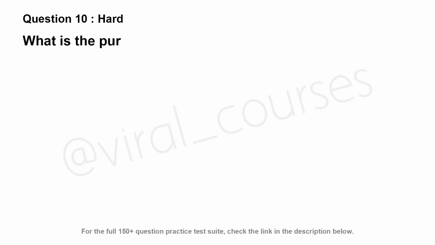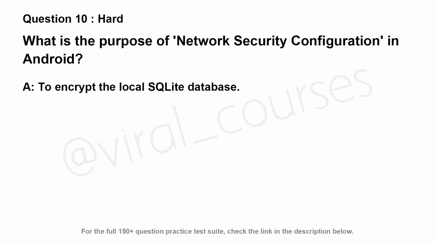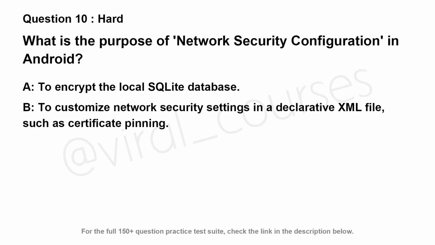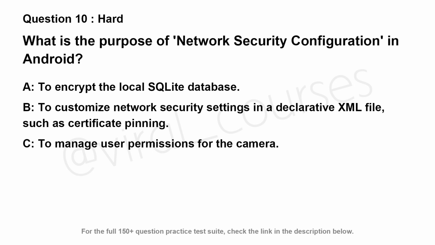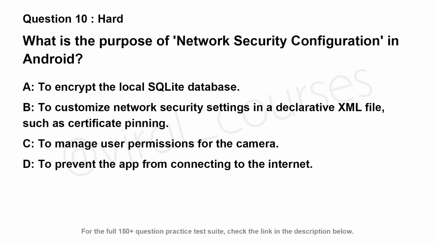What is the purpose of network security configuration in Android? Option A. To encrypt the local SQLite database. Option B. To customize network security settings in a declarative XML file, such as certificate pinning. Option C. To manage user permissions for the camera. Option D. To prevent the app from connecting to the internet.